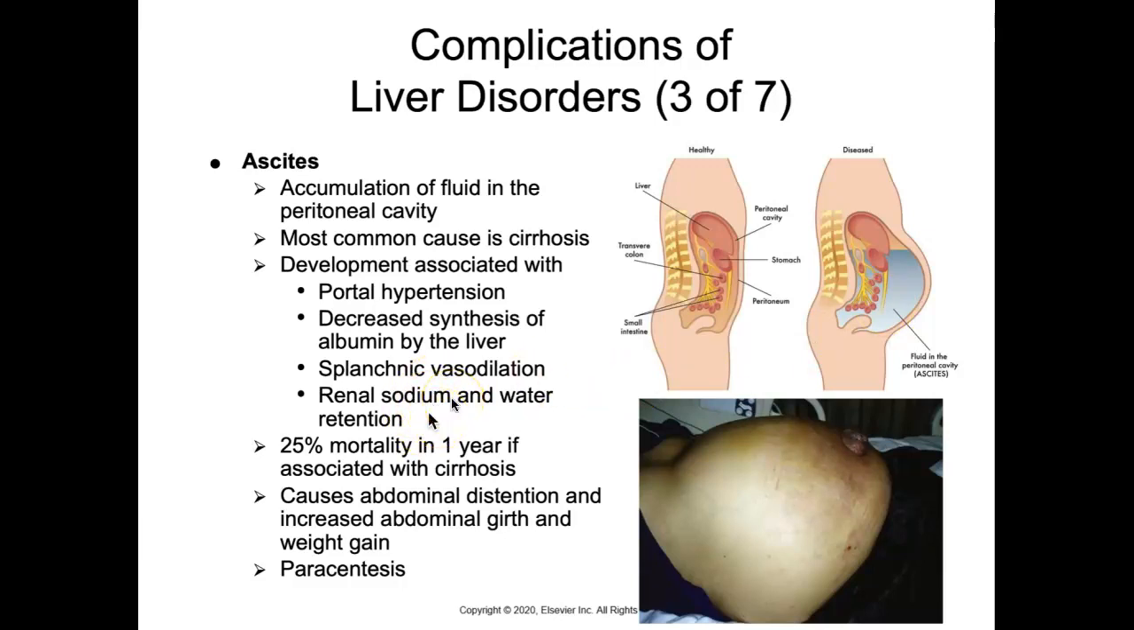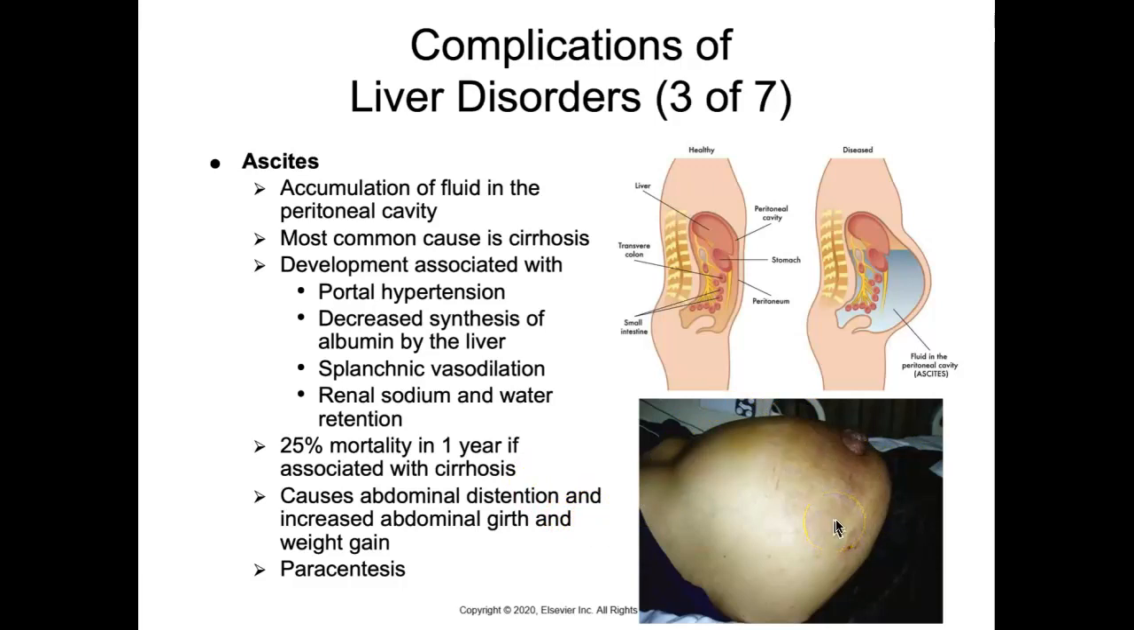And when we have bacterial infections taking place, that can move into the peritoneal space and cause bacterial peritonitis, which then is going to increase capillary permeability, causing us to lose more plasma into our peritoneal space, and ascites develops. Unfortunately, about 25% mortality takes place in 1 year if it's associated with cirrhosis, and causes, like we saw over here, our abdominal distension and increased abdominal girth and weight gain.